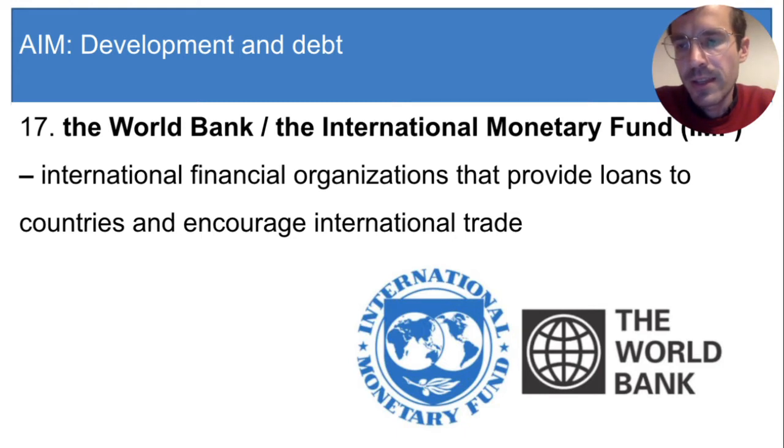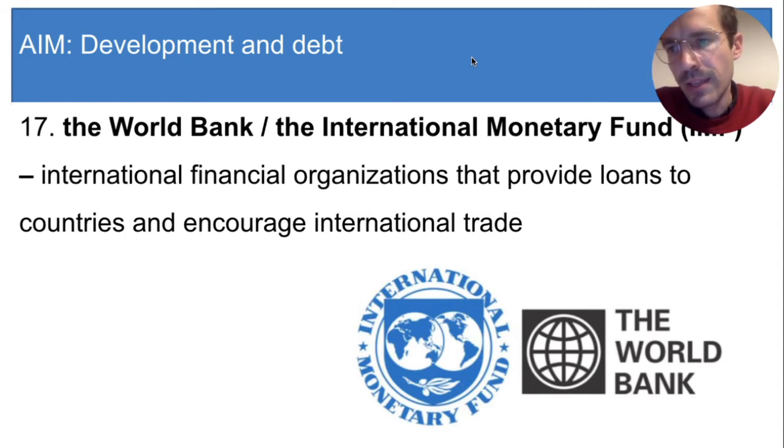So let's say that an LDC wants to create an island of development to attract foreign investment, but its government doesn't have the funds to do so. So the government will turn to one of these banks, either the World Bank or the IMF, and ask for a loan. And it might use that loan to build up an island of development to attract investors, and hopefully that foreign investment will boost the country's economy enough that the government will be able to pay back the loan. But often, LDCs are unable to pay back the loan on time and they go into debt.